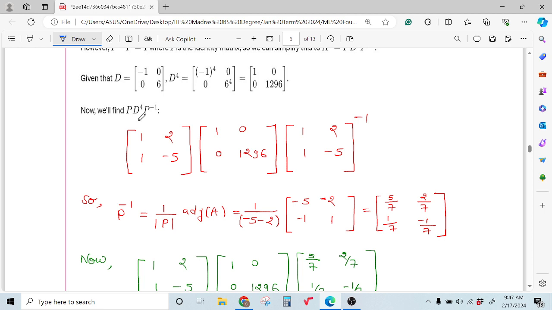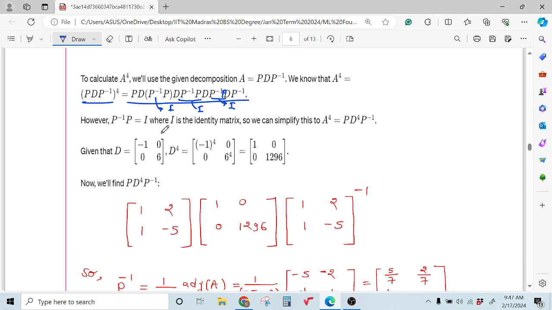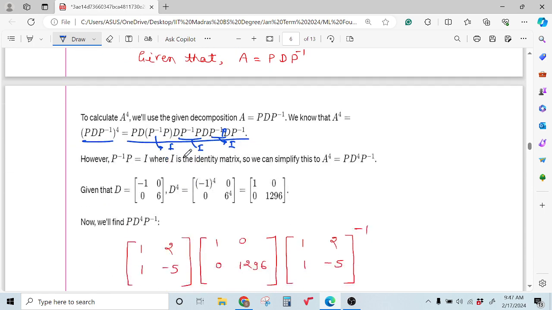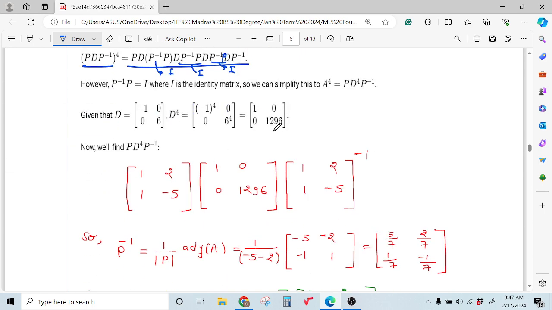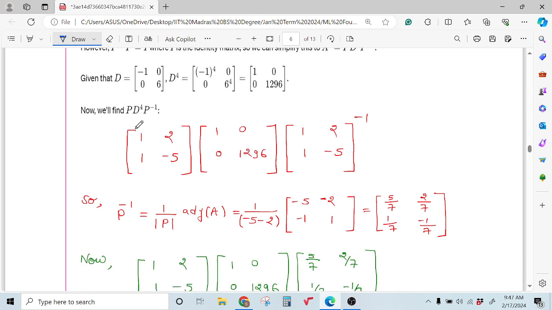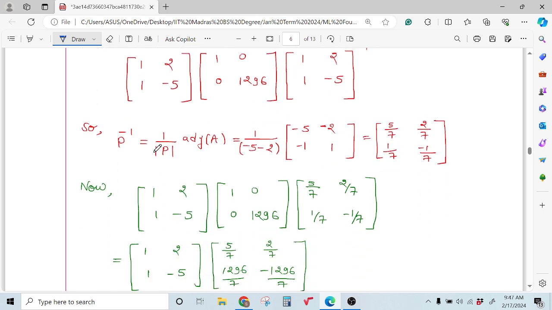So now we will find P D to the power 4 P inverse, and P is given as 1, 1, 2, minus 5, and D to the power 4 we have calculated previously, and for P inverse we have to find the inverse of this matrix P. To calculate the inverse, we have used this formula, adjoint of P upon determinant of P. So we will get this inverse as 5 by 7, 2 by 7, 1 by 7, minus 1 by 7. You can directly calculate the inverse of a 2 cross 2 matrix.